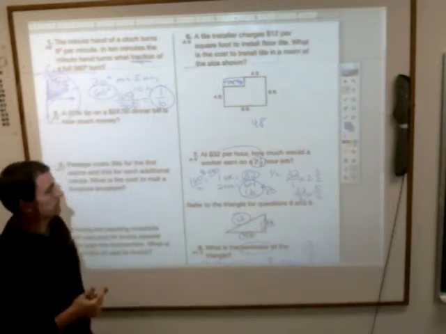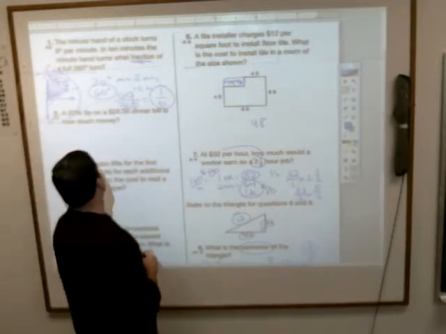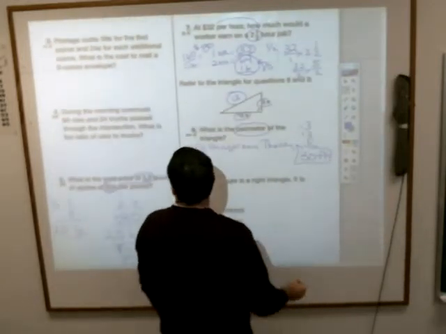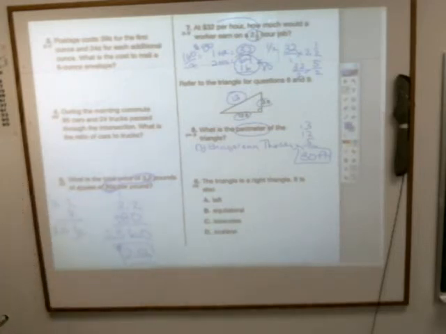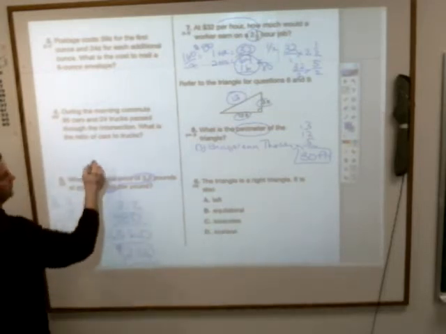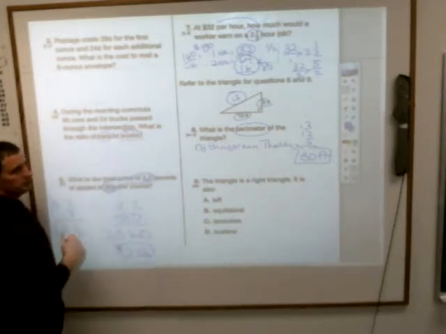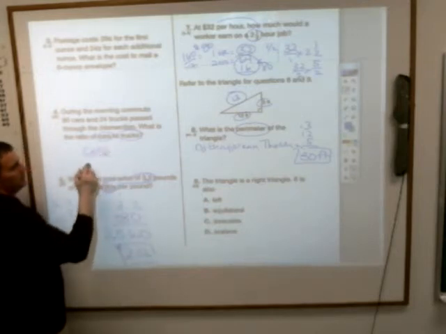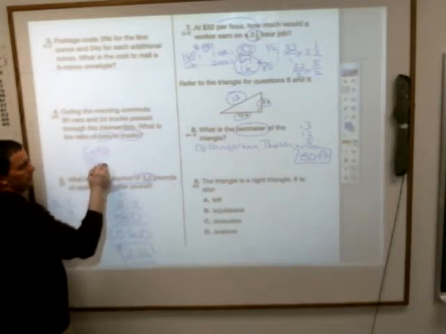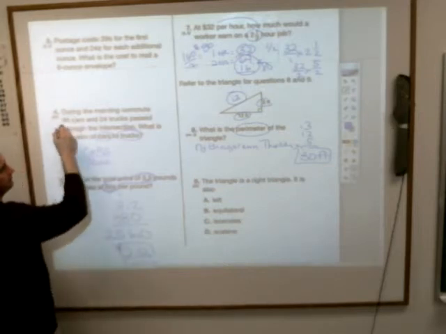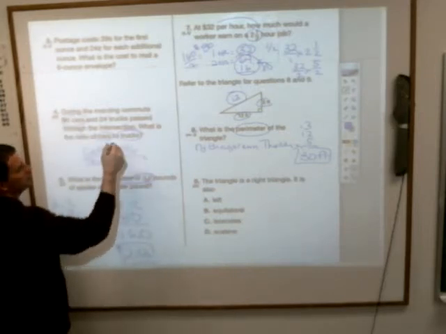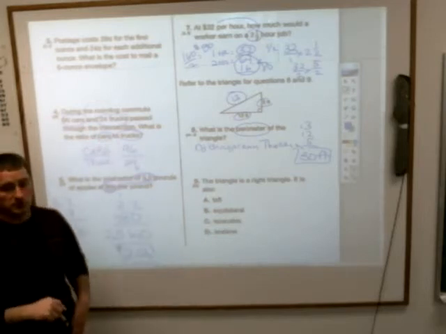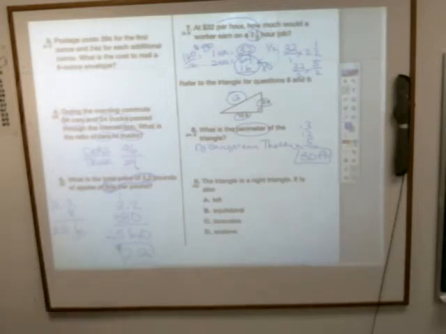Kendall? How is number 4 not 11 fourths? Well, during the morning commute, 96 cars and 24 trucks pass through the intersection. What's the ratio of cars to trucks? Order is important. First one has to go on top. Second one has to go on the bottom. If I do that, how many cars were there? 96 cars over how many trucks? 24. That's my ratio, it just needs to be reduced. You can keep ratios as improper fractions, but they need to be reduced.